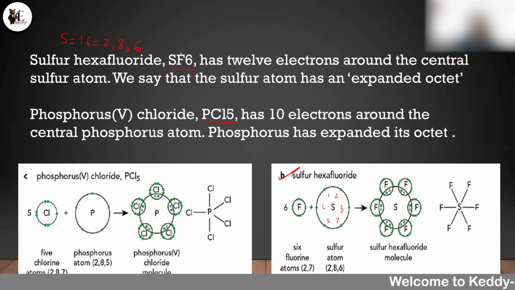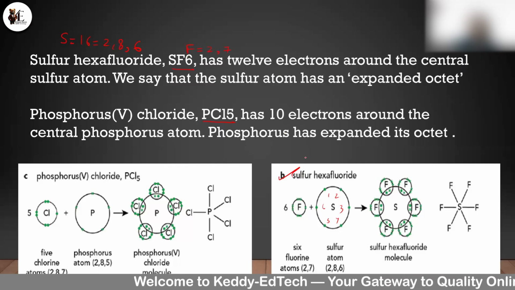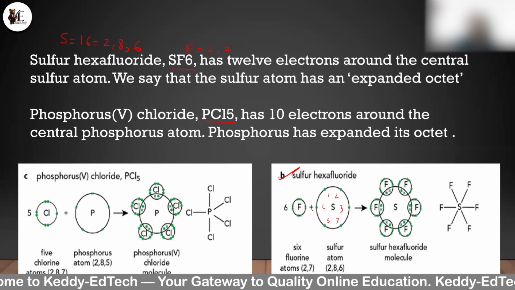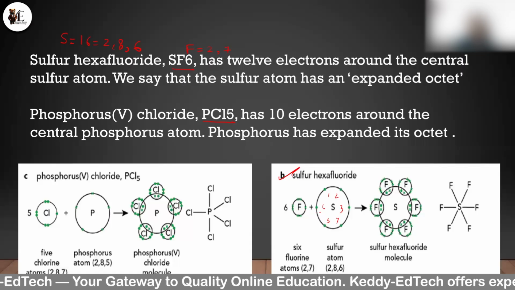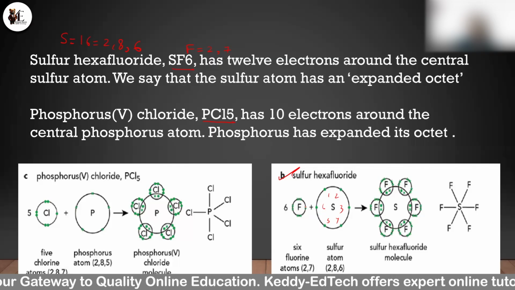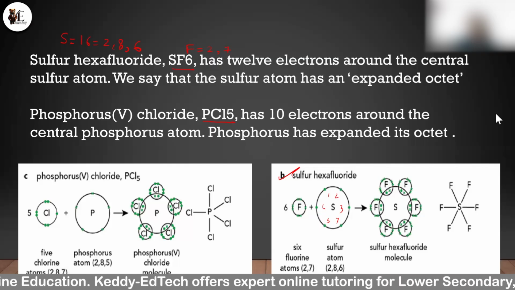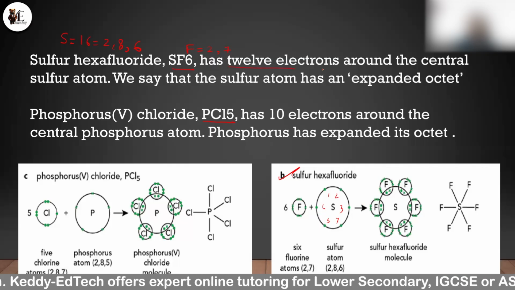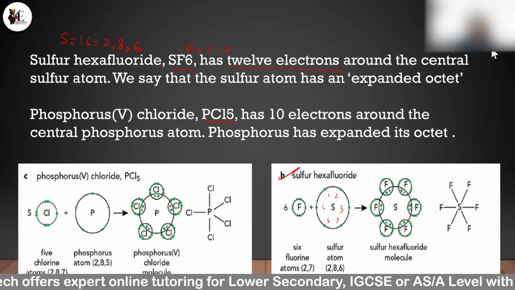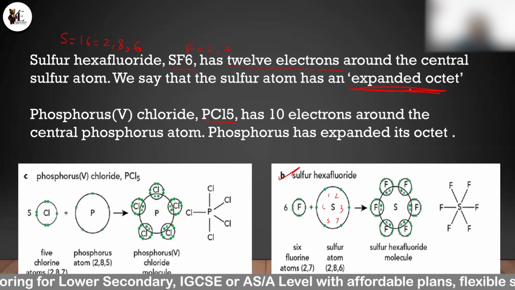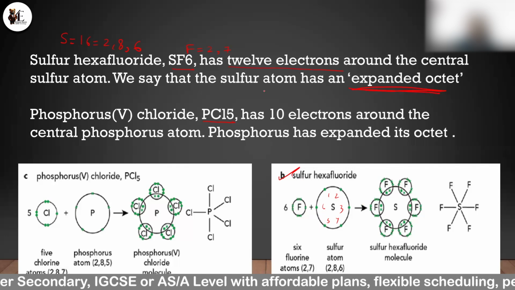Then sulfur is connected with 6 fluorine atoms. You know the electronic configuration of fluorine is 2, 7, so we have 7 electrons in the fluorine atom. Fluorine completes its octet by sharing 1 electron from sulfur. But sulfur shares electrons with 6 fluorine atoms, so the outermost electrons become how many? 12. Sulfur hexafluoride has 12 electrons around the central sulfur atom, so it is an example of an expanded octet. It should be 8, but here there are 12 electrons.